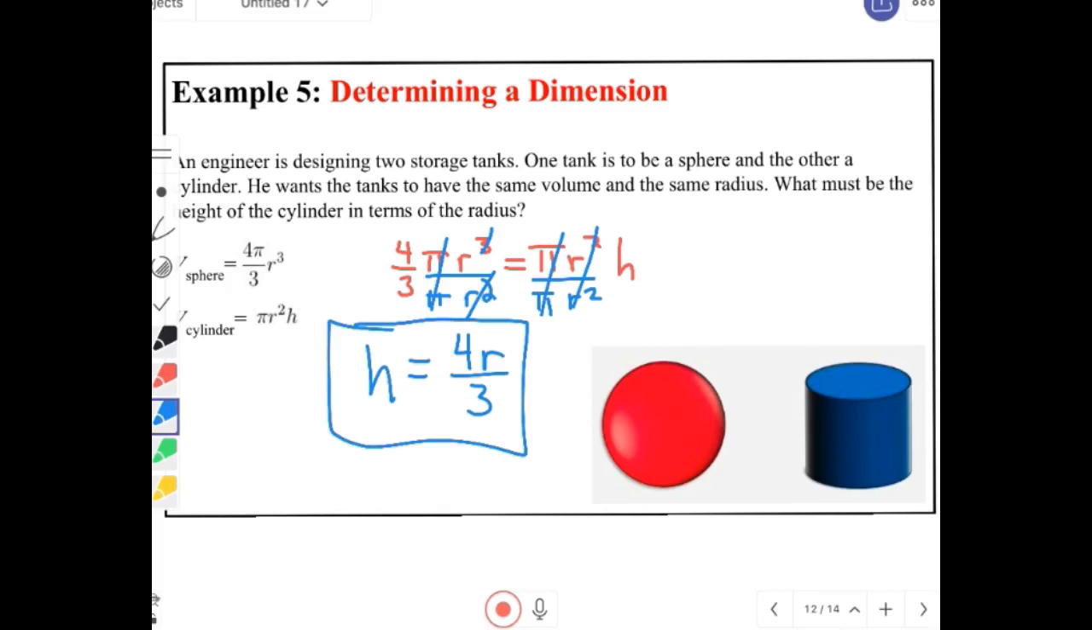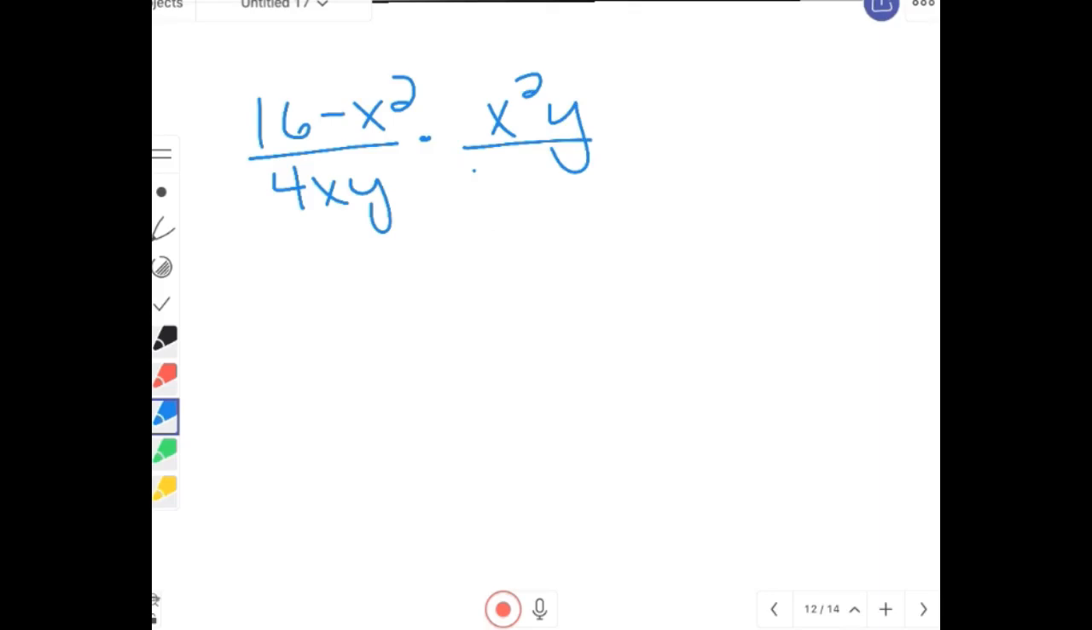The last thing I want to mention, and there's a problem like this in your practice set, you can combine multiplication and division together. Let me give you a practice problem here. So if you have 3 parts to your problem, and then we'll make this division.